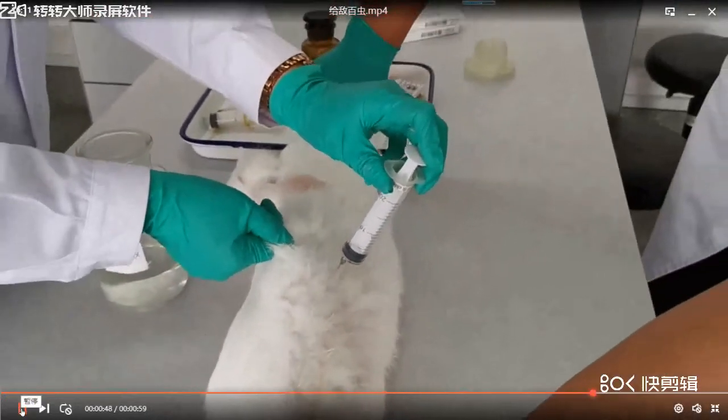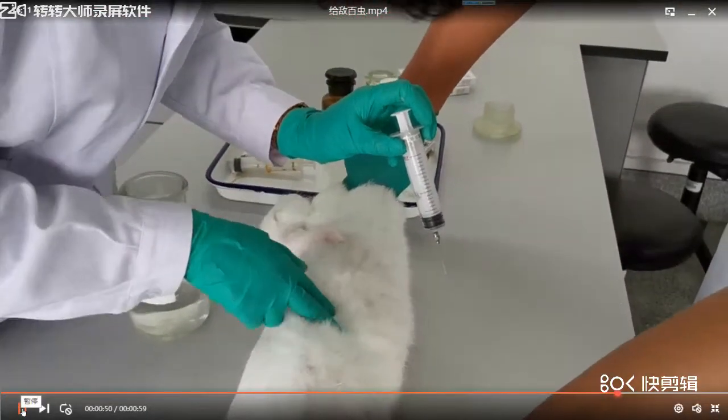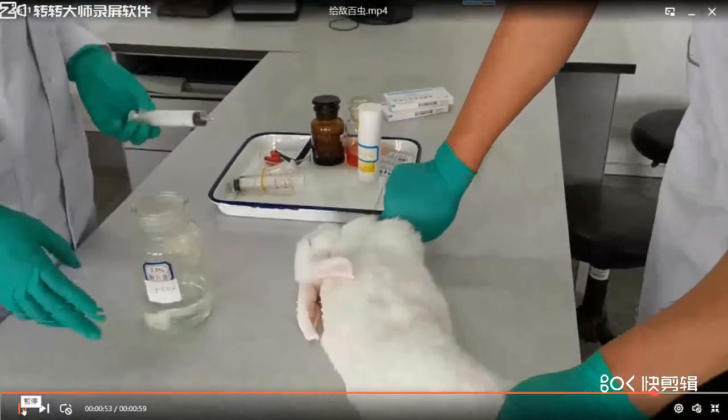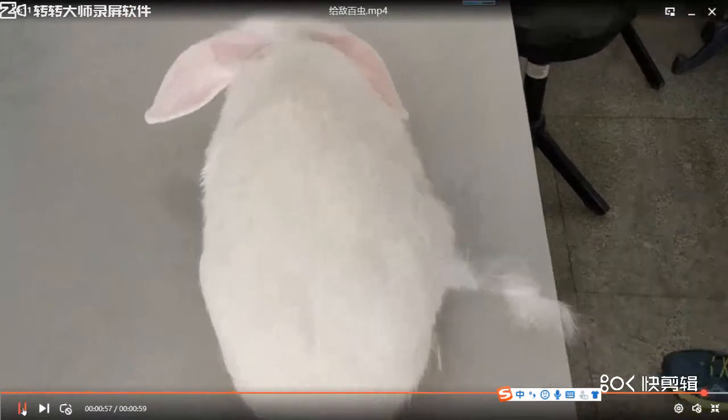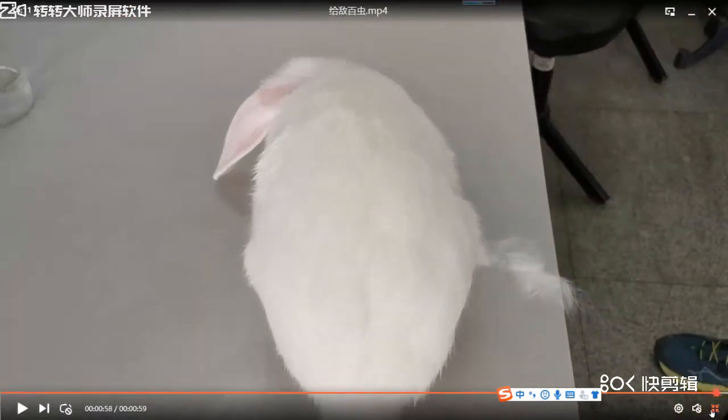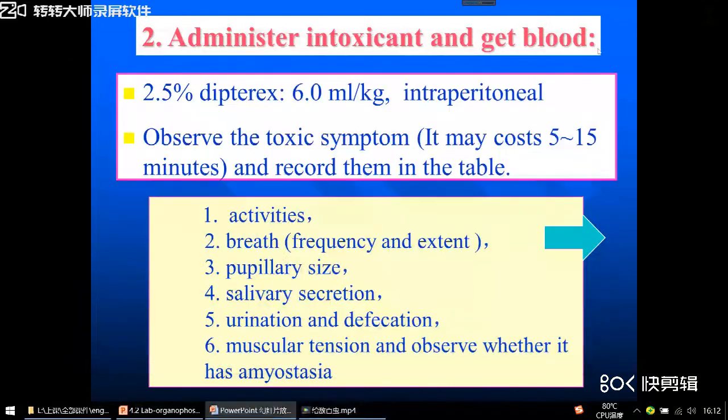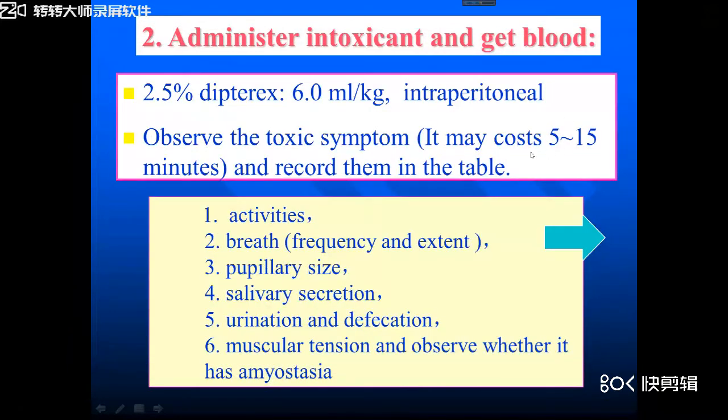After we inject the dipterex, it may take 5 to 10 to 15 minutes. Most rabbits will show toxicity within 15 minutes. So 5 to 15 minutes later, let's observe the M and N signs. Just now we injected the dipterex intraperitoneally, so the M and N signs show overdose. And then let's do the lab again.